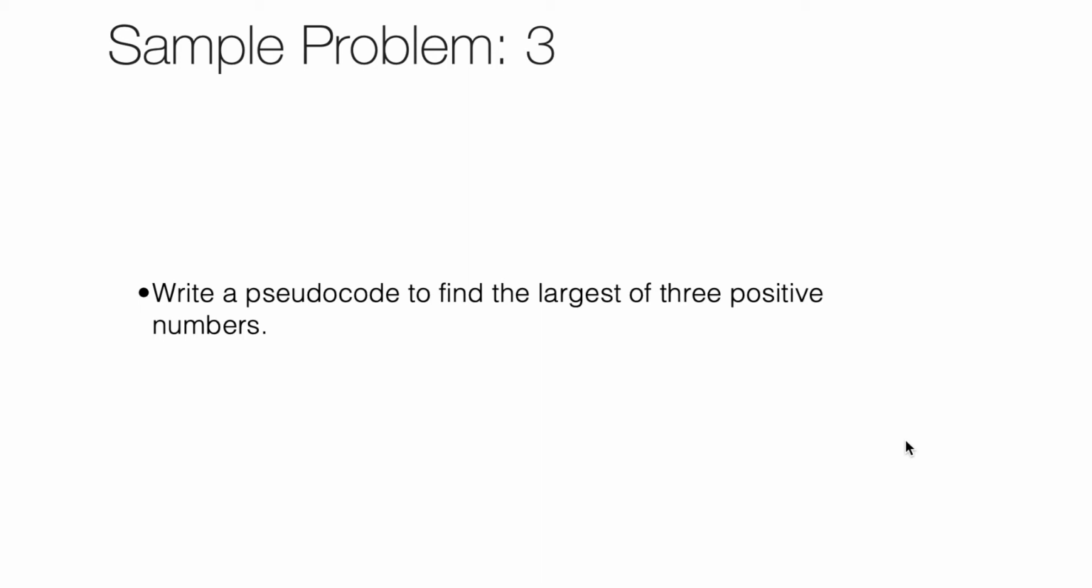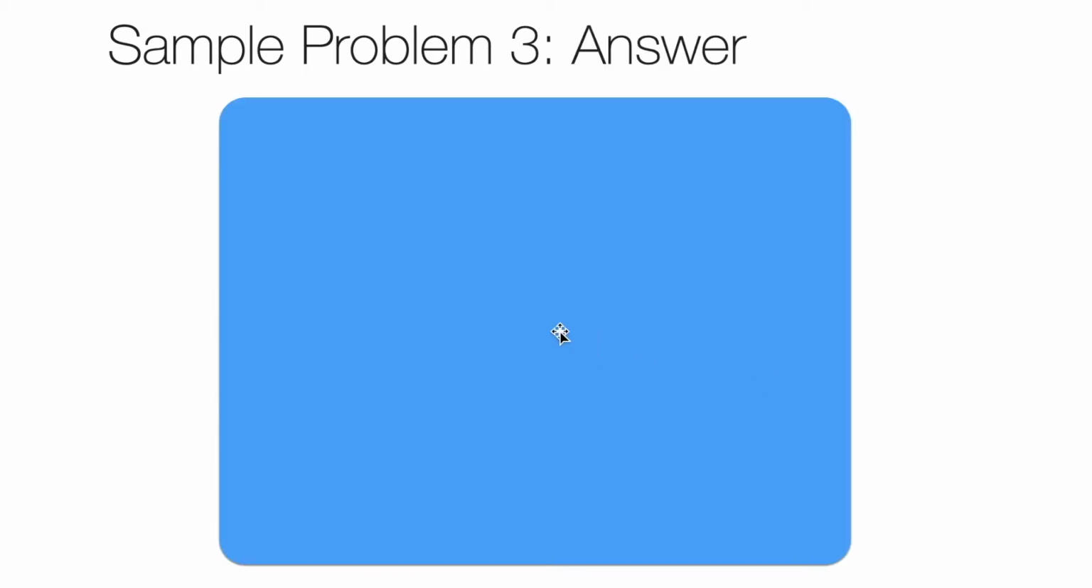I hope you all wrote the pseudocode to find the largest of three positive numbers. So let's go through this pseudocode as well. In the beginning, we need to start our pseudocode by typing the keyword program, and then we need to end with the end keyword.